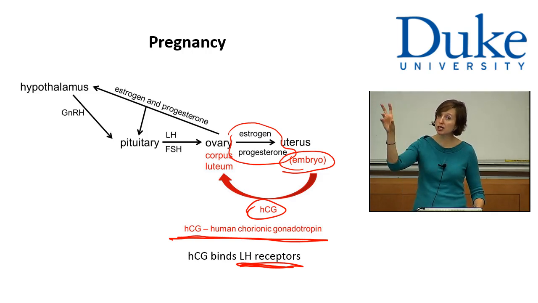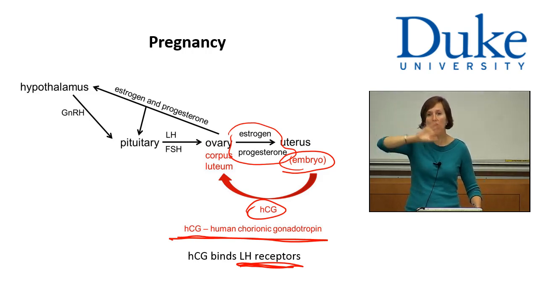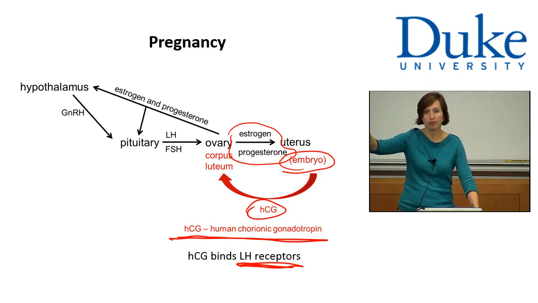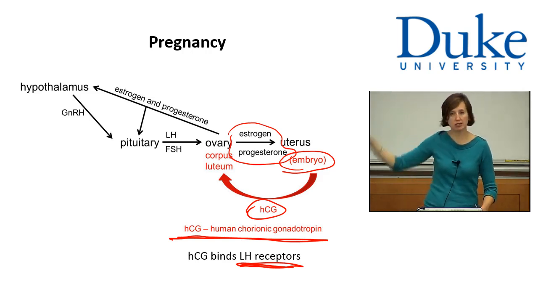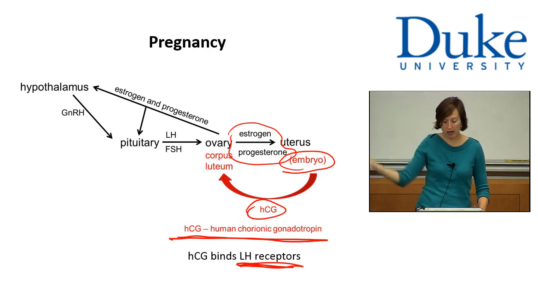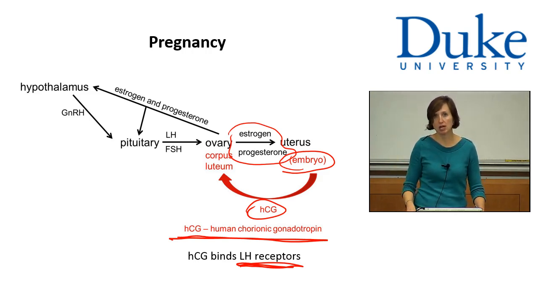And if estrogen and progesterone remain elevated, then the uterus is going to remain in the secretory state. We're not going to have menstruation, and GnRH levels are going to remain low as well. So we will not start a new cycle as long as we've got HCG being produced, which maintains the corpus luteum, maintains estrogen and progesterone, so we don't have menstruation and GnRH remains low.